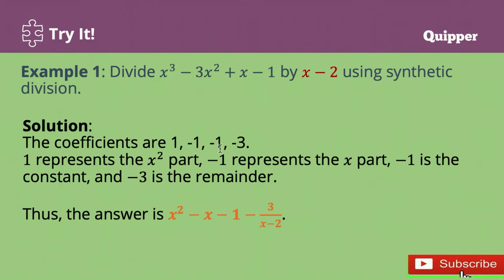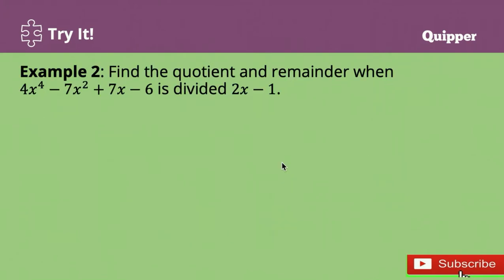Negative 1 is for the constant term, and this negative 3 here is the remainder. Therefore, the answer is x squared minus x minus 1 minus 3 over x minus 2. No need to write 1 as the numerical coefficient because in mathematics, it's understood that there is a 1 there before that variable, and that is equal to these coefficients.